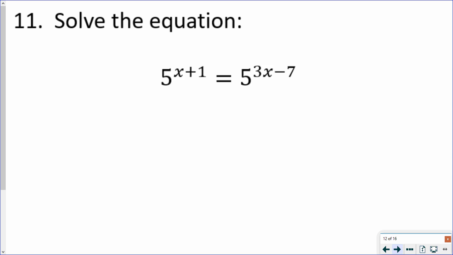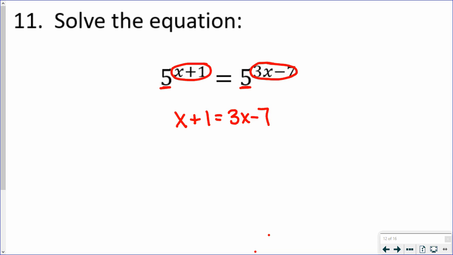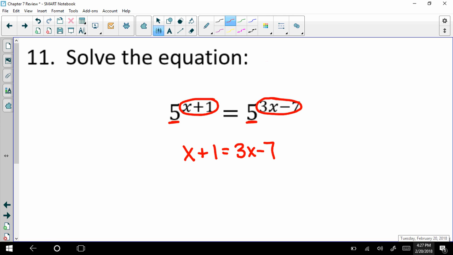Okay. So these were the problems where you have exponentials on both sides. And so the first thing you have to do is make sure you have the same base on both sides. And I do. We have 5s. So we're going to ignore the bases, and now you have to set this exponent equal to this exponent, because if the bases are the same, then the exponents must be the same in order for the two sides to come out to be equal. So then to solve, we do x plus 1 equals 3x minus 7. And now this is an easy equation to solve.